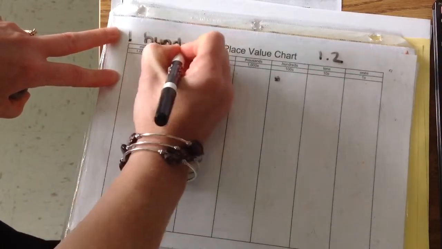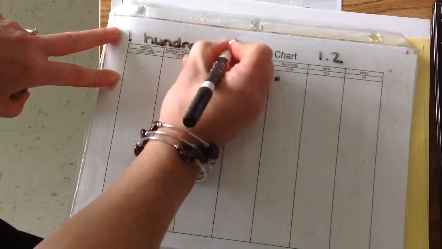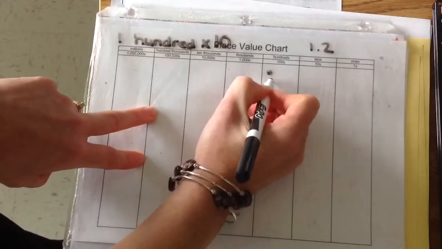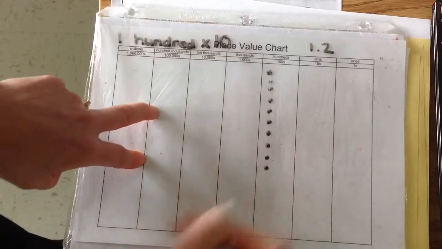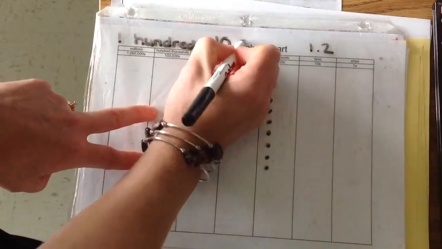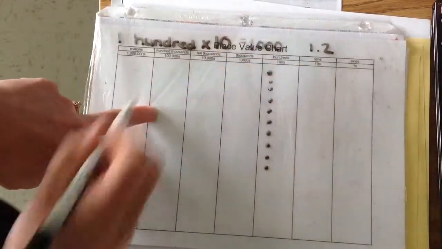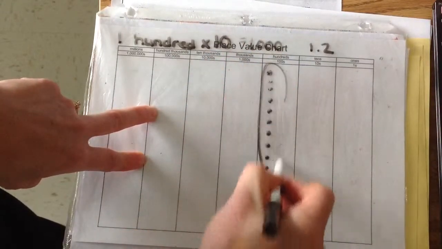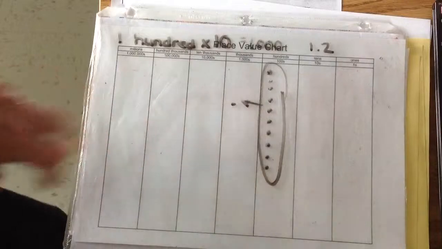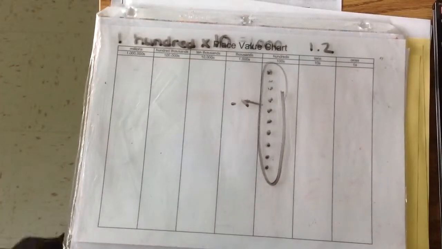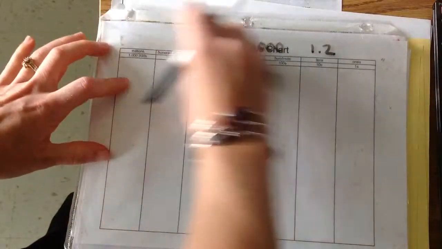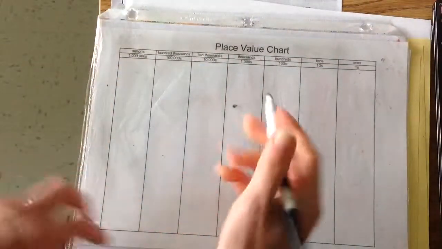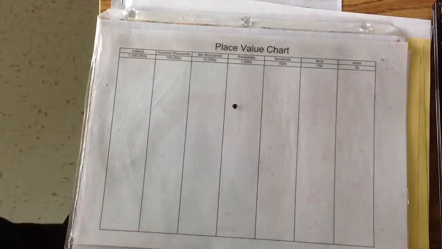times 10, 1, 2, 3, 4, 5, 6, 7, 8, 9, 10 equals 1,000. Because if we bundle this, it moves over to equal 1,000. So let's imagine we wanted to go even higher. Let's imagine we wanted to go 10 times 1,000. So there's my 1,000 disk.